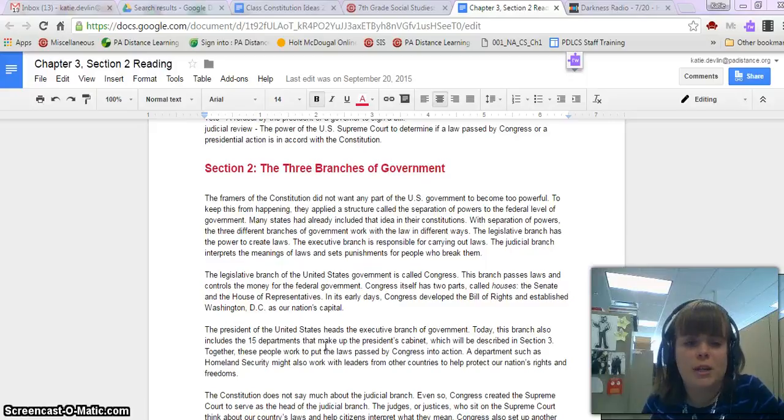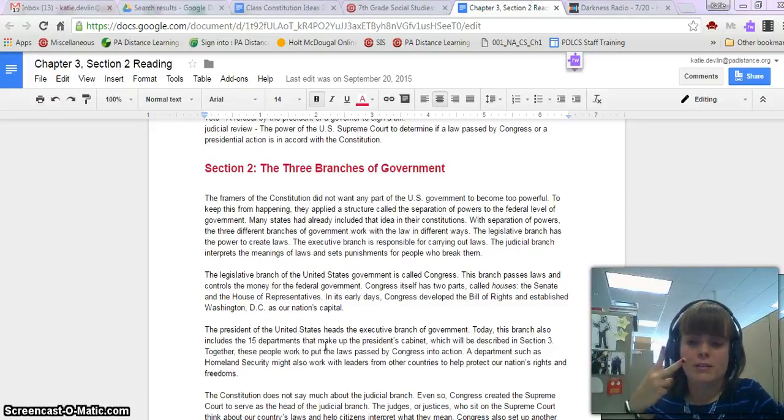The legislative branch has the power to create laws. The executive branch is responsible for carrying these laws out. The judicial branch interprets the meanings of laws and creates punishments for those who break them. The legislative branch of the United States is sometimes called Congress. This branch passes laws and controls money for the federal government.